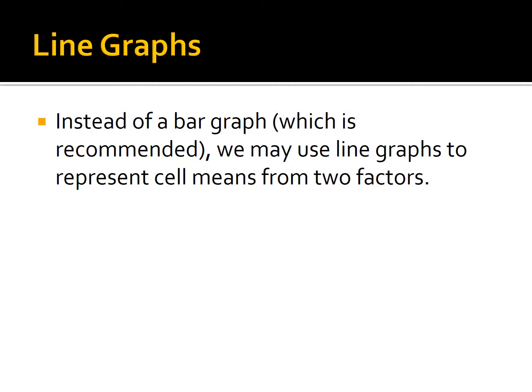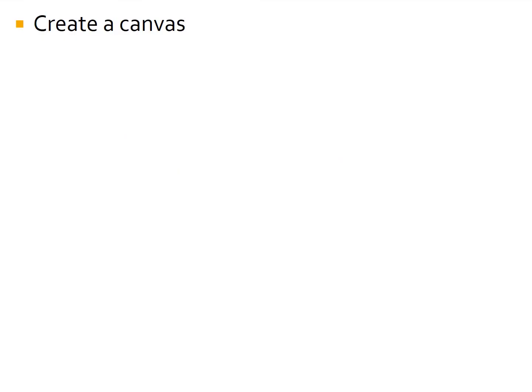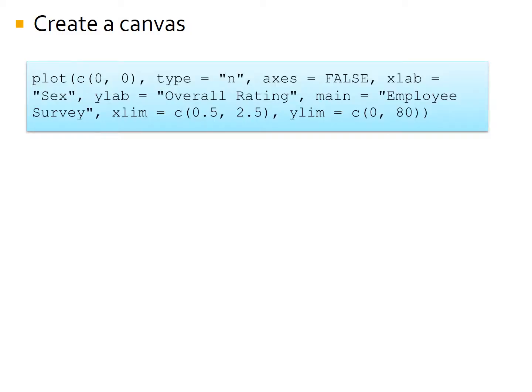So instead of the bar graph, which I recommend, we can use line graphs to represent cell means of two factors. It's a little more complicated, but it's still nice to have a graph, right? So first, to create a line graph, you need the plot function, and you need to provide it as a canvas. So in plot, I just put arbitrary points. Let's say c(0,0) is the coordinate, and type equal n, meaning nothing. xaxt is false. X label is text. Y label is overall rating. The title is employee survey.